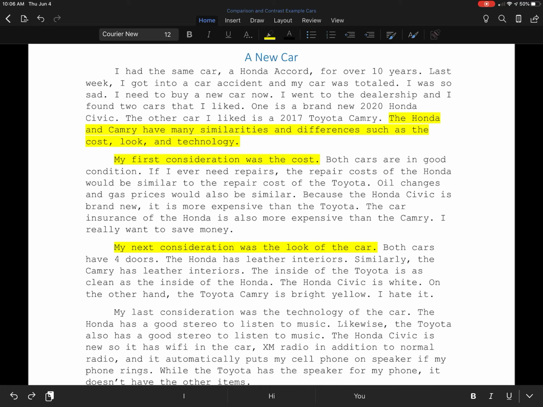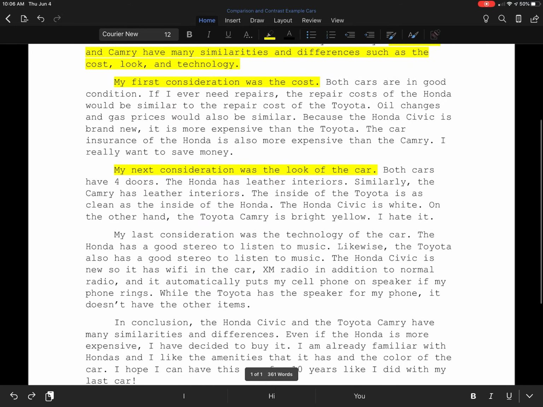Now I also go to the difference. The Honda Civic is white. On the other hand, the Toyota Camry is bright yellow. I hate it. So it is okay for me to have 2 or 3 similarities and 1 difference, but make sure you have at least 1 similarity and at least 1 difference in every paragraph.